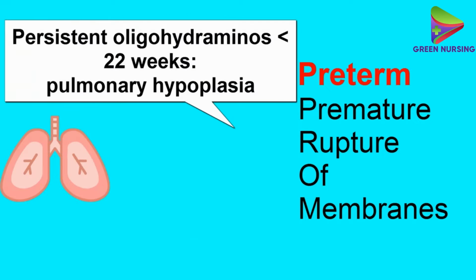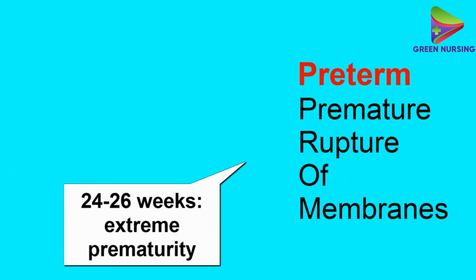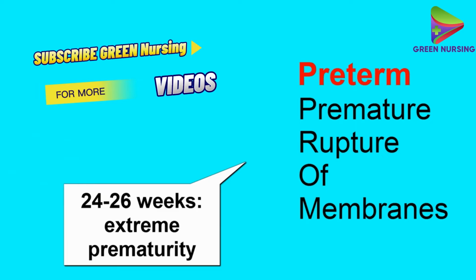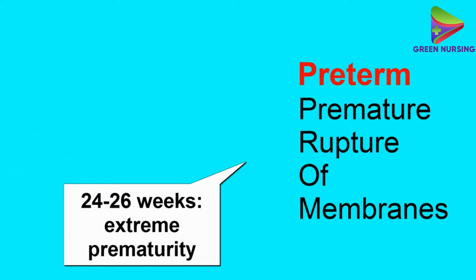Persistent oligohydramnios at less than 22 weeks estimated gestational age leads to incomplete fetal alveolar development and the development of pulmonary hypoplasia. Infants born with pulmonary hypoplasia cannot be adequately ventilated. When PPROM occurs between 24 and 26 weeks, there is likely to be survival. However, there will be possible substantial morbidities from extreme prematurity.